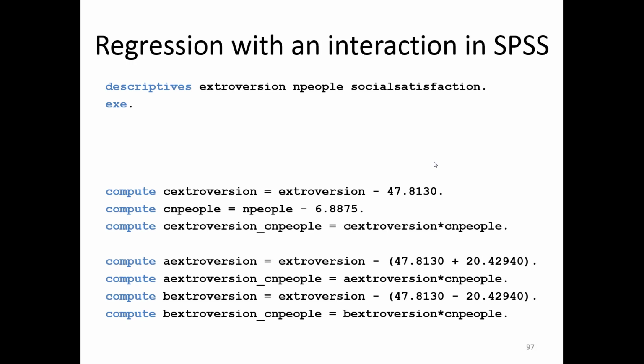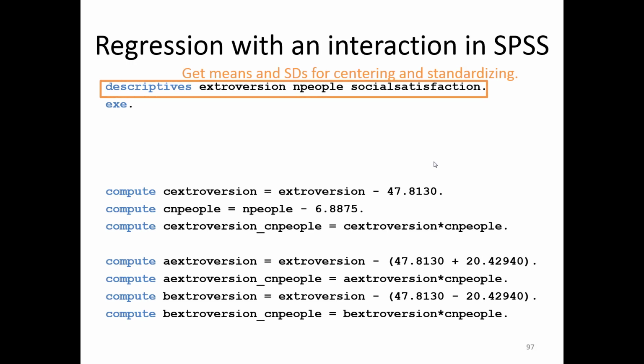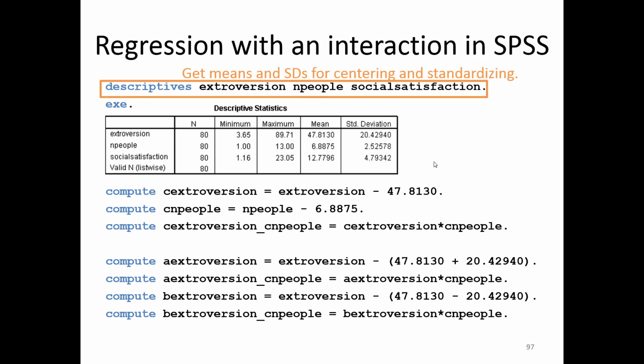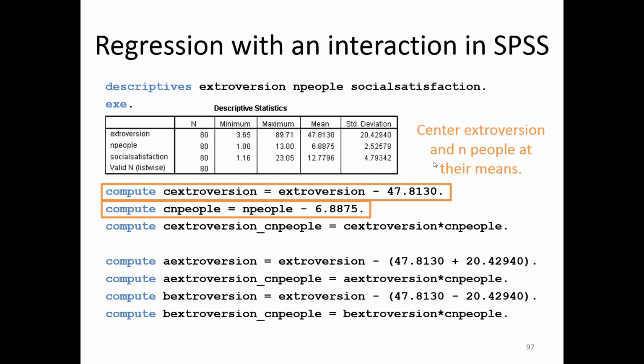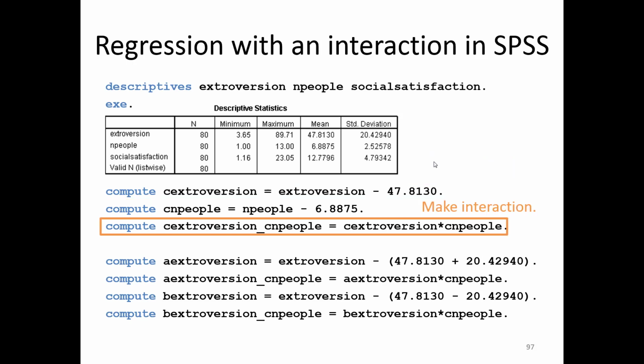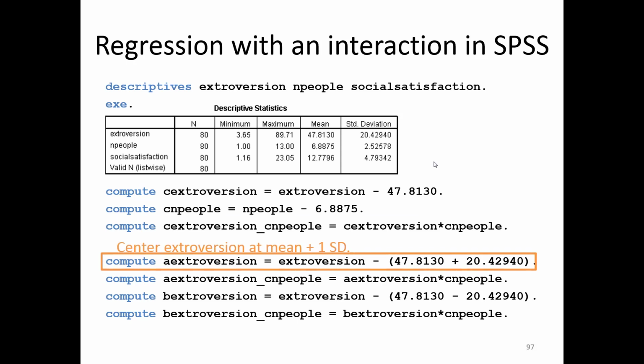First we're going to do some examples with SPSS, for those of you still using SPSS. First we ask SPSS to give us descriptives for our different variables. Okay, and then there we go, we got the descriptives. Now that we have these, we can compute our different centered variables and then different interaction terms from those. So, center extroversion and number of people talked to at their means. And then we make our interaction term.